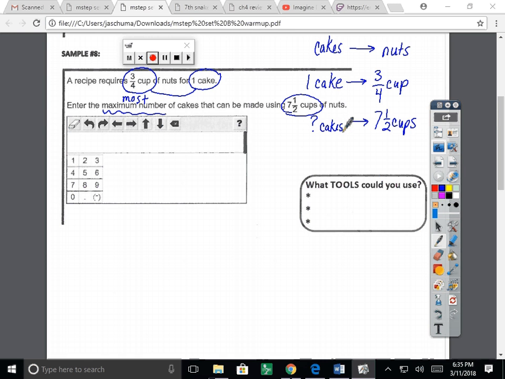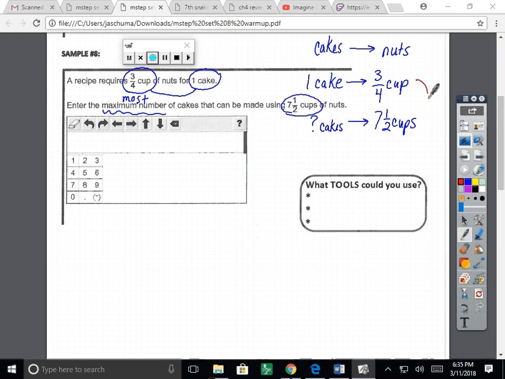Well, one way to do this would be to say 3/4 times something will get me to 7½. But it's kind of a mystery to me what I would use, multiplying by a fraction to get there. So is there another way we could do that? Could we move in the reverse? If I know the total ingredient that I have to work with, the total amount or quantity, could I start splitting it into groups of 3/4? Oh, the opposite of multiplying is dividing. I think this might be a better option, so let's kind of go this direction.